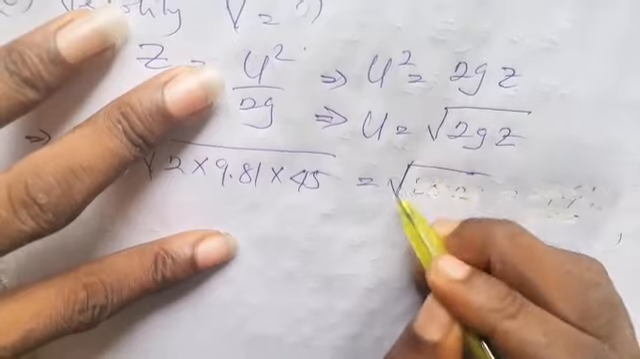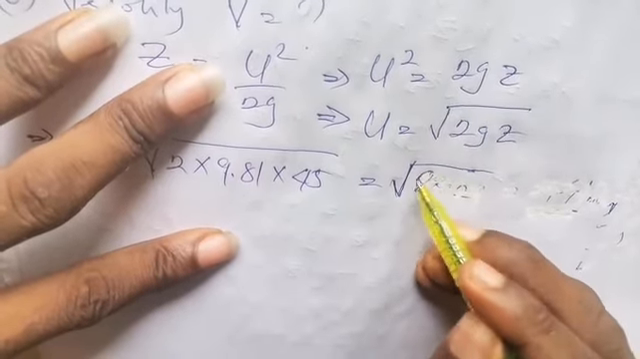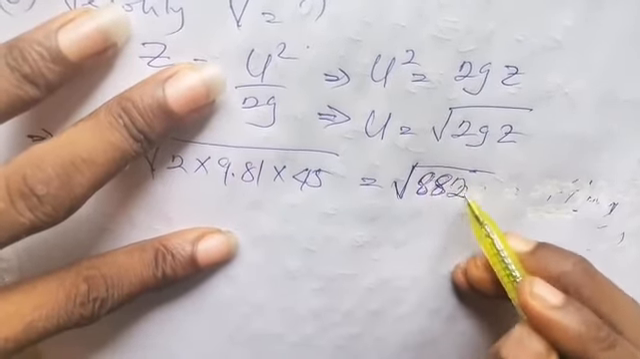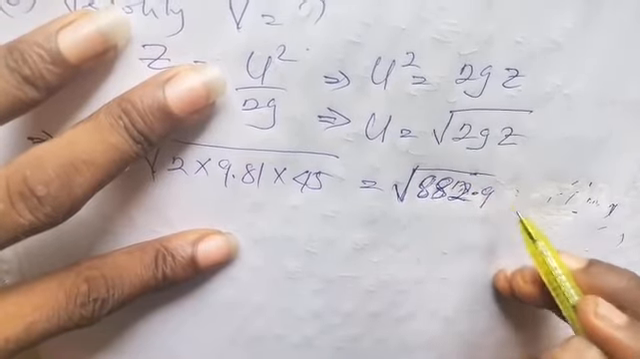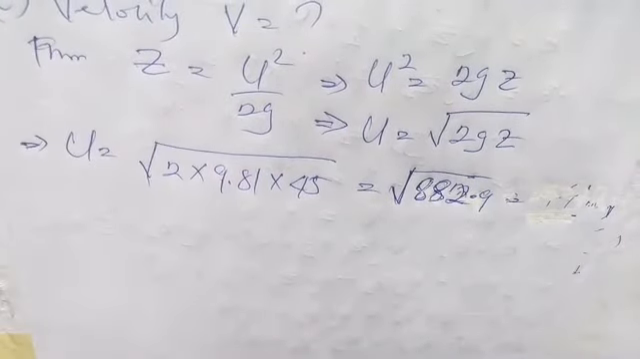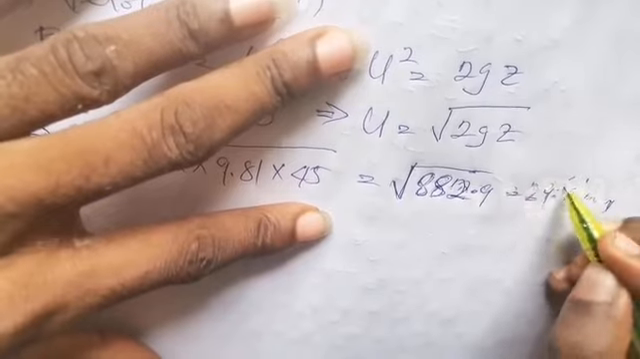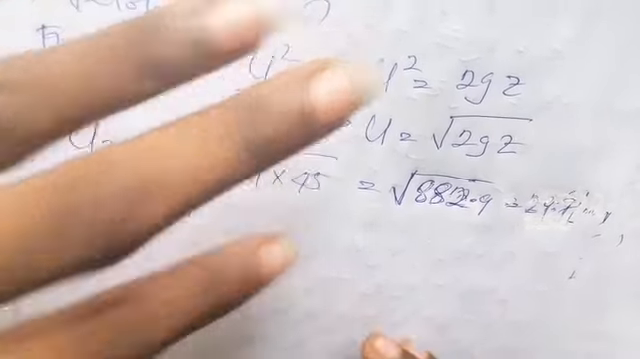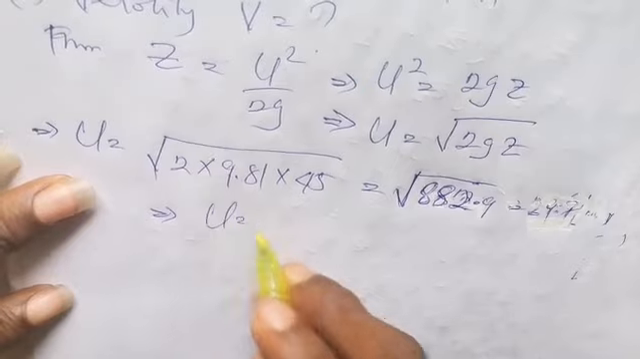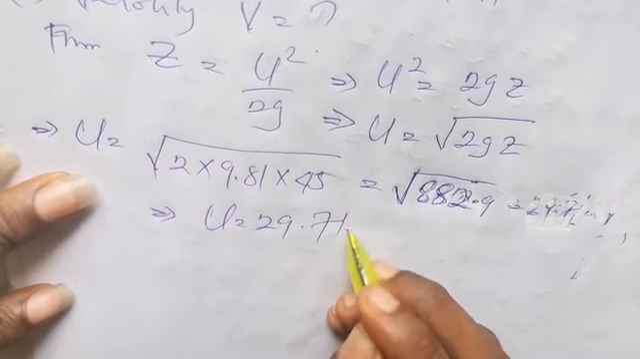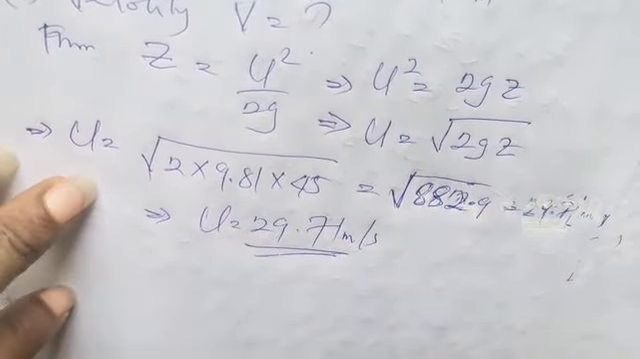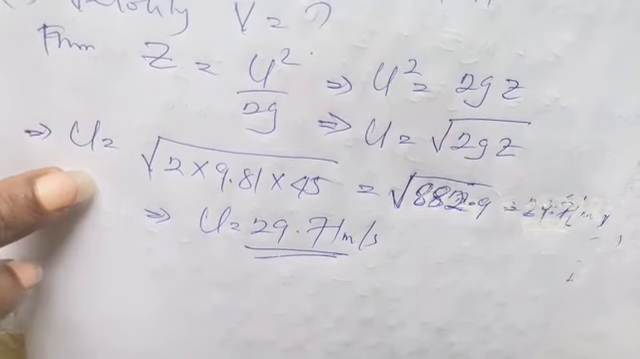So we have the square root of 882.9. If we take the square root of 882.9, we obtain 29.71 meters per second. So the velocity becomes 29.71. This simply implies that u is equal to 29.71 meters per second. That becomes the speed of flow, or the velocity of that fluid.